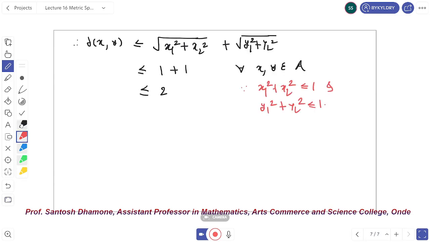This implies that the diameter of A is equal to the supremum of the set of d(x,y) such that x, y belong to A, which is equal to 2. Diameter of A is equal to 2. This is the solution.